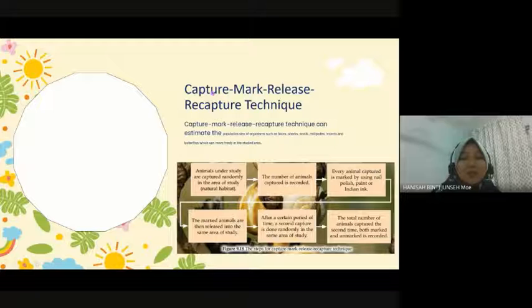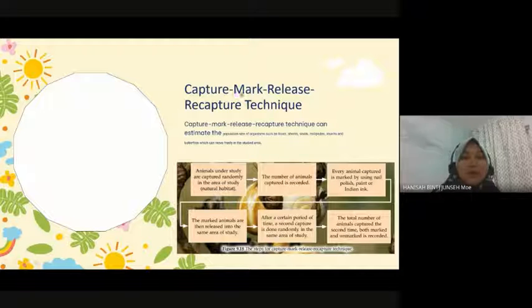First, we capture a species. Let's say we want to estimate the size of the population of squirrels. So we capture squirrels. Of course, we put a trap. Kita letak satu perangkap lah. Cara kita tangkap. We capture and then we mark.